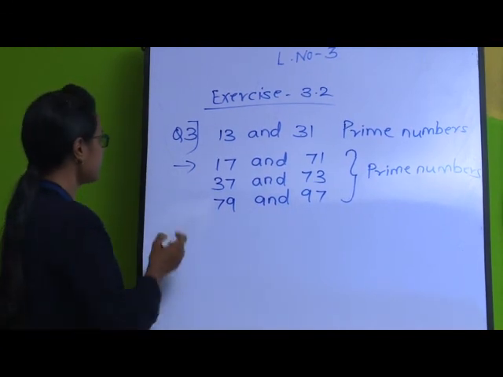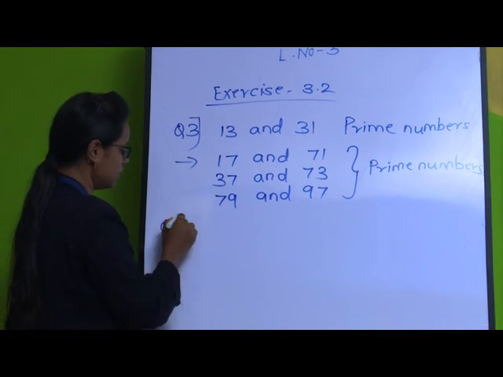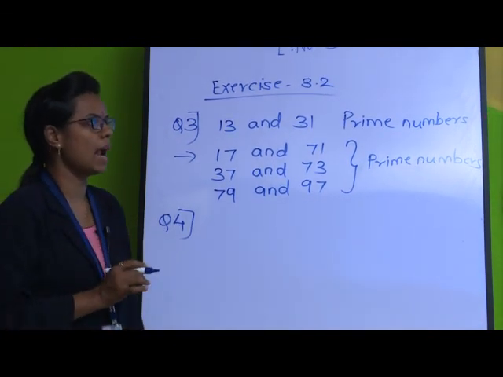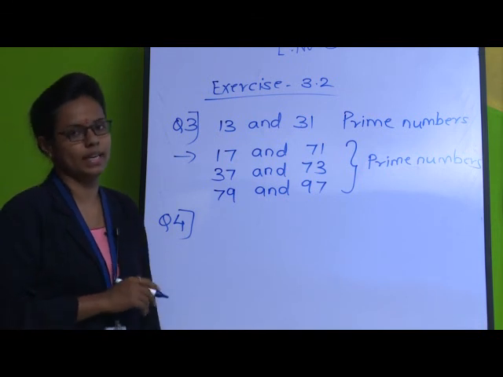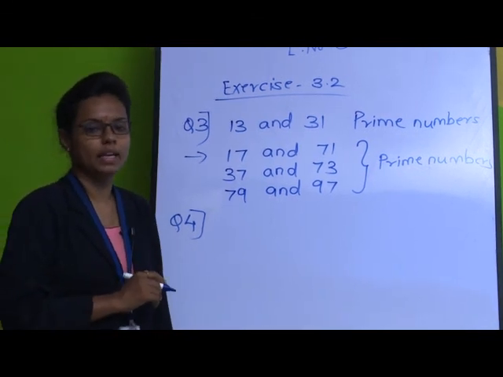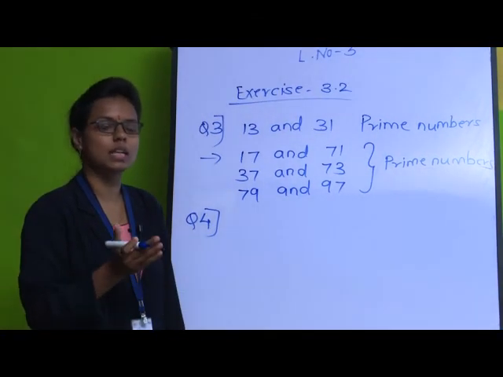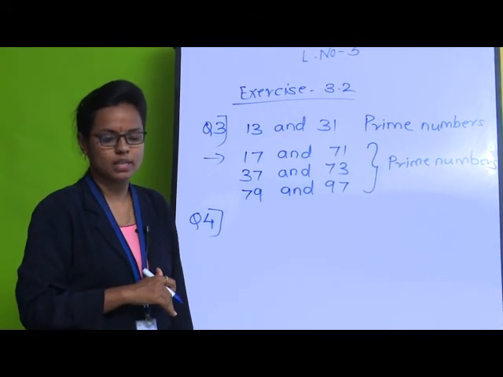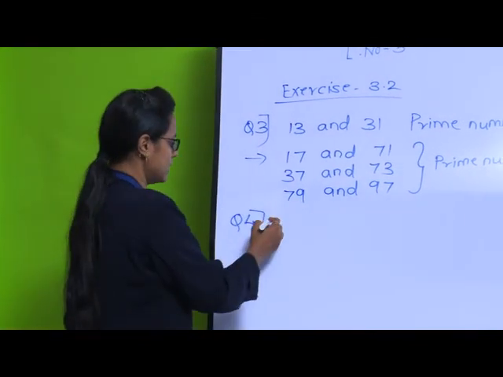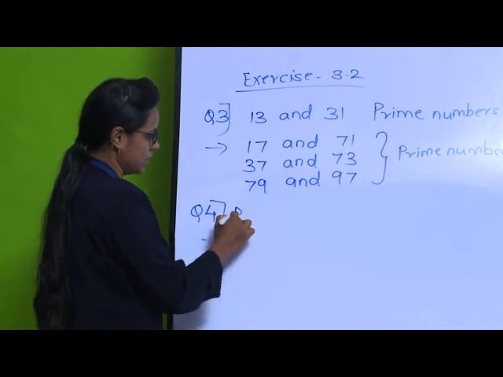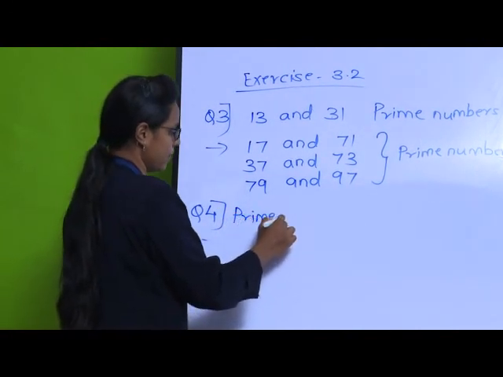Okay. Let us see the next question. Question number 4. Write down separately the prime and composite numbers less than 20. Now we have to write the prime numbers as well as the composite numbers that are less than 20. So let us see. We'll write directly the solution. First we'll see the prime numbers.